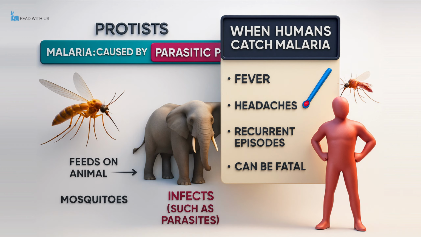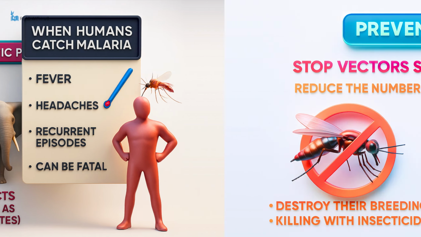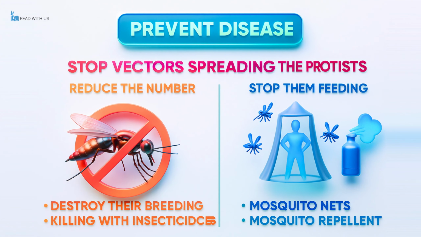Once a person has been infected with malaria, they usually develop severe symptoms such as very high fevers, intense headaches, chills, and an overall sense of feeling extremely unwell. These symptoms often go away for a short time but then return again and again, which is why they are known as recurrent episodes. In some serious cases, especially if untreated, malaria can even result in death.